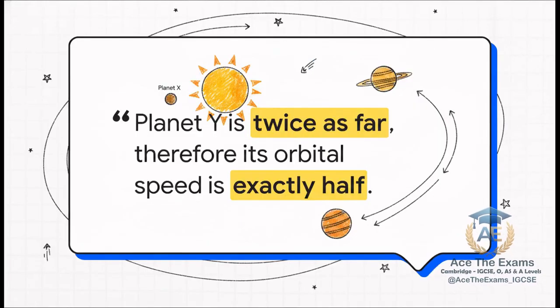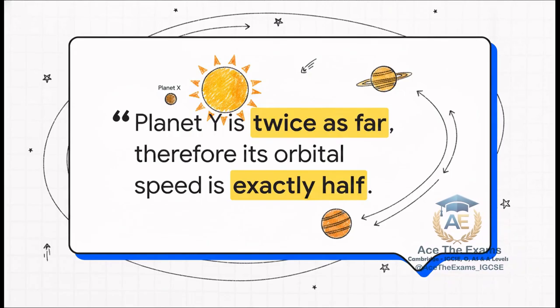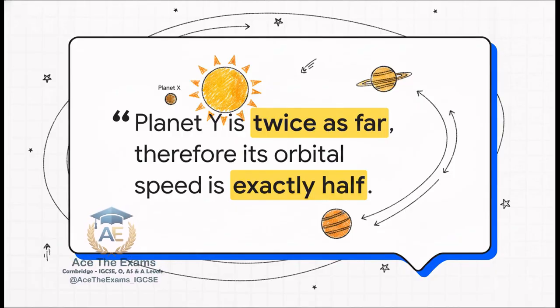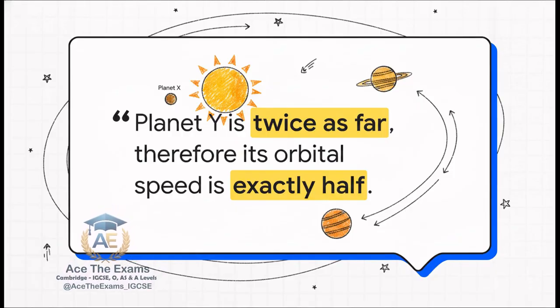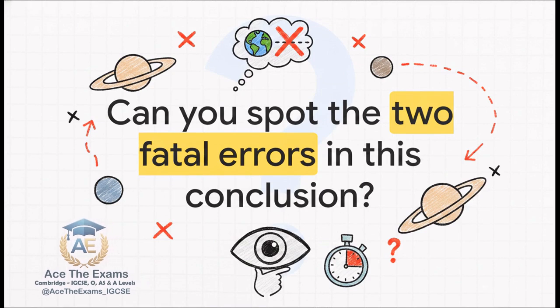Now, imagine the student glances at that data and writes down this conclusion. Planet Y is twice as far as Planet X, therefore its orbital speed is exactly half of Planet X. I mean, it sounds incredibly logical, doesn't it? The distance doubles, so the speed halves. It just feels so right in the moment. But pause and predict. Can you spot the two fatal errors in this conclusion?